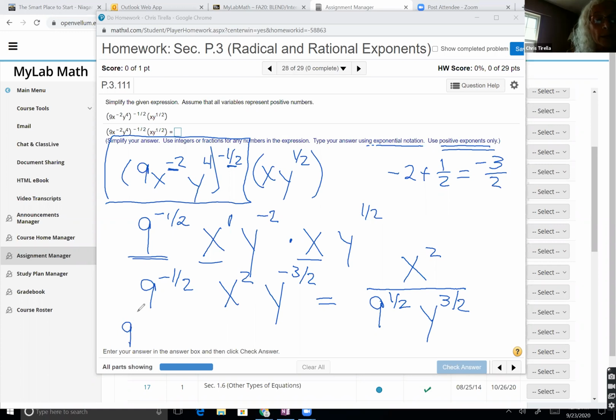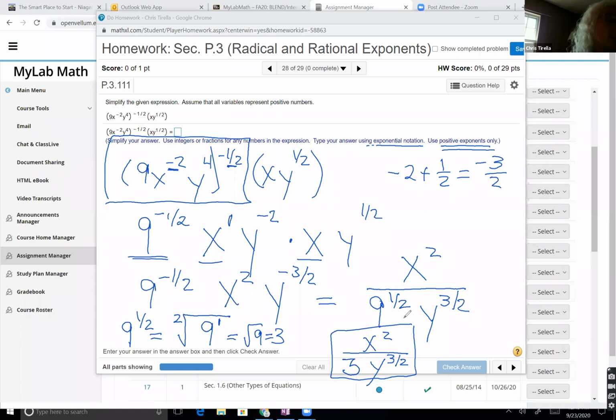When I look at 9 to the 1/2, if my exponent is a fraction, it means I'm taking a root. The radicand is the 9. The index is 2. The exponent is 1. So that's asking me for the square root of 9, which is 3. And so my final answer is going to be x squared in the numerator. In the denominator, 9 to the 1/2 is the square root of 9, which is 3, and they tell me to leave the other factor with a fractional exponent, y to the 3/2. And so that would be my final answer.